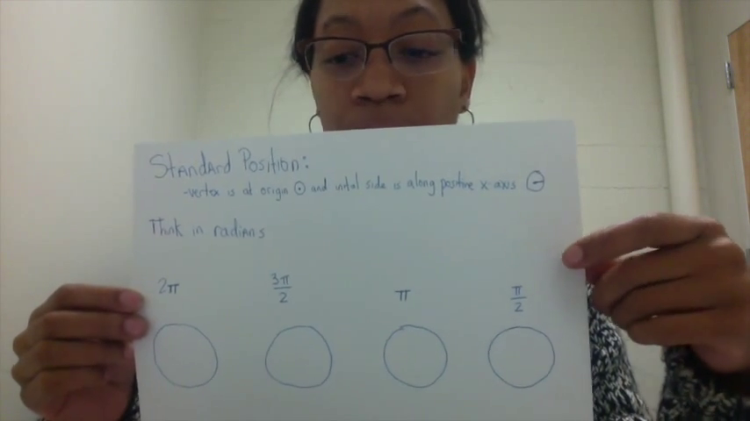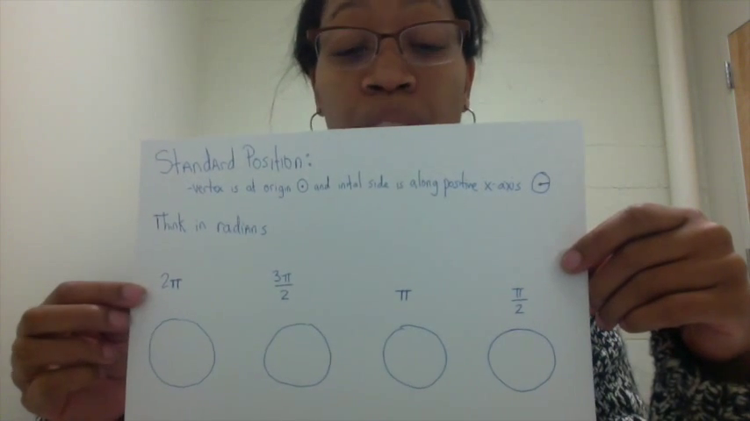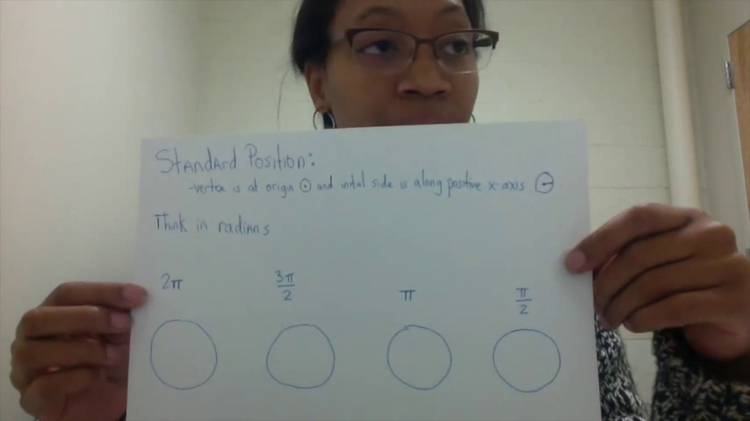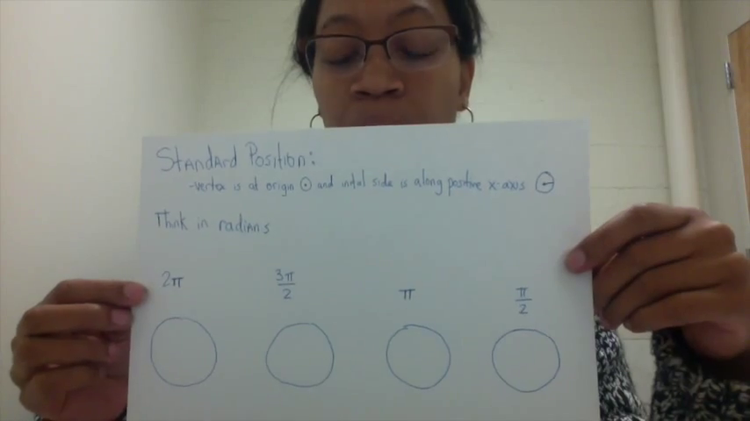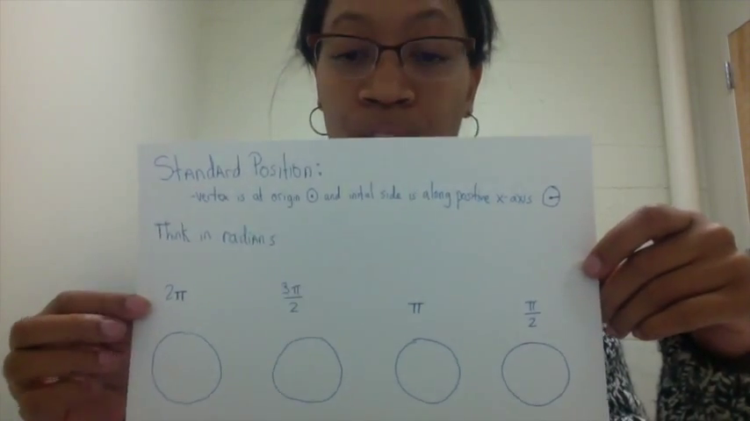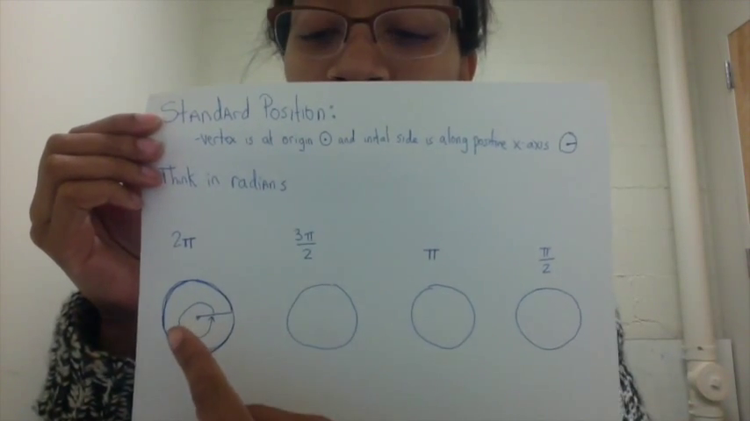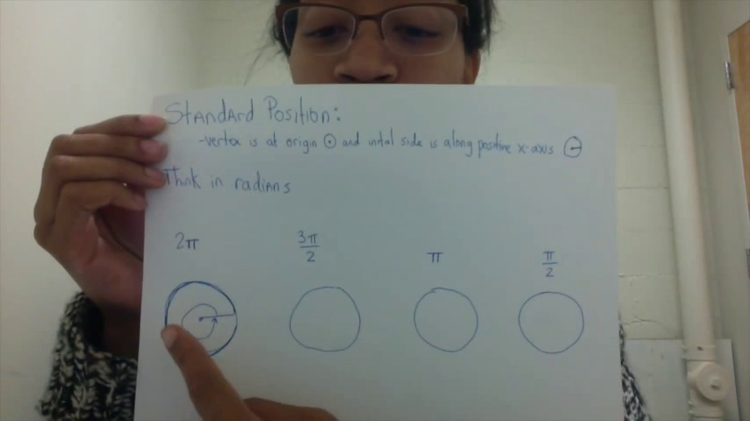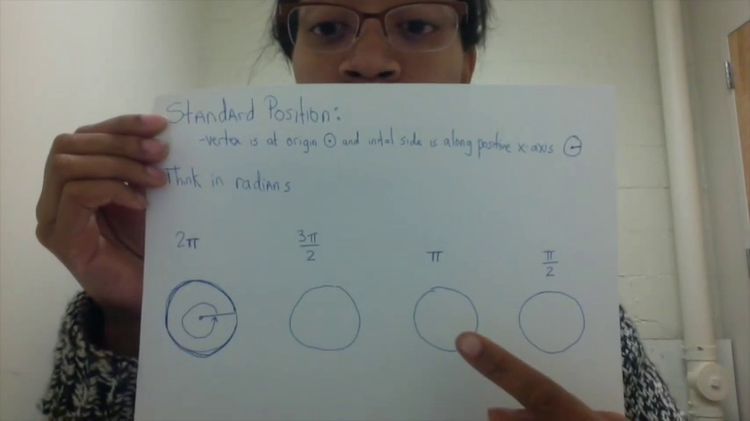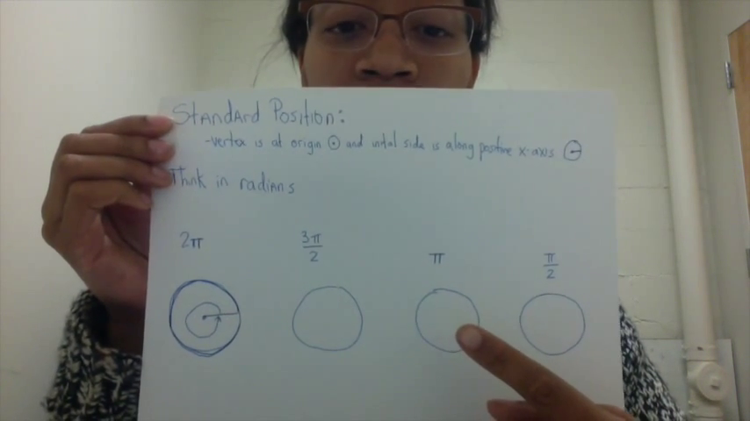So we know that how much would 2 pi be? What part of the circle would that be? Well, 2 pi is a full circle in radians. Okay, so that's a full circle. So if 2 pi is a full circle, how much would just 1 pi be? Well, 1 pi would be half of a circle.